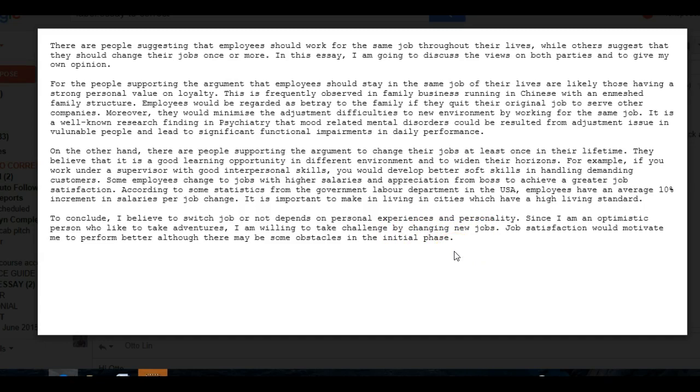Job satisfaction would motivate me to perform better, although there may be some obstacles in the initial phase. I wouldn't even have written this. It doesn't connect to anything, so you could just leave it out. Yeah. Okay. And the other little thing I would change here is right here. To conclude, I believe the decision to switch job or not, or to switch jobs, plural. So reading it again, it just seems to fit better here.